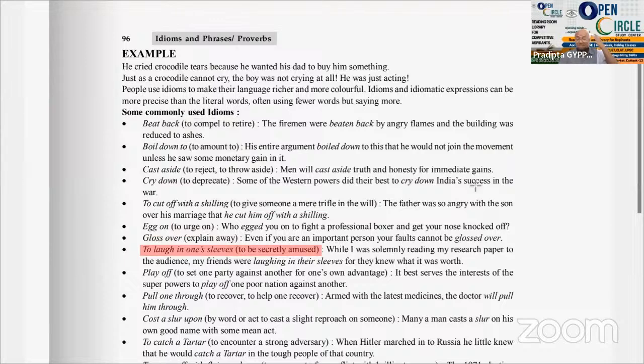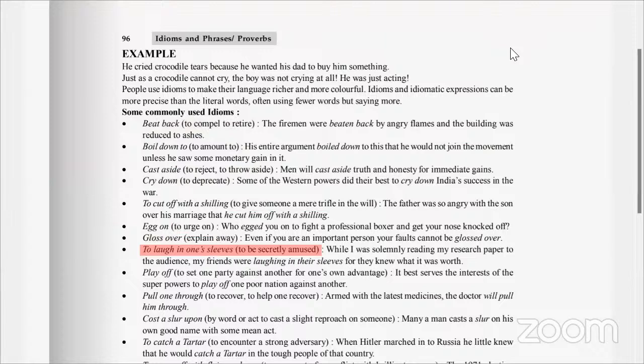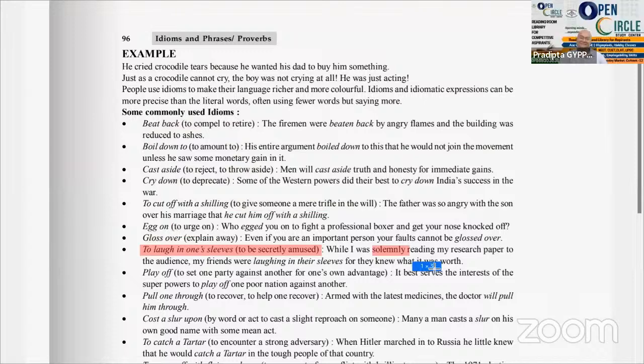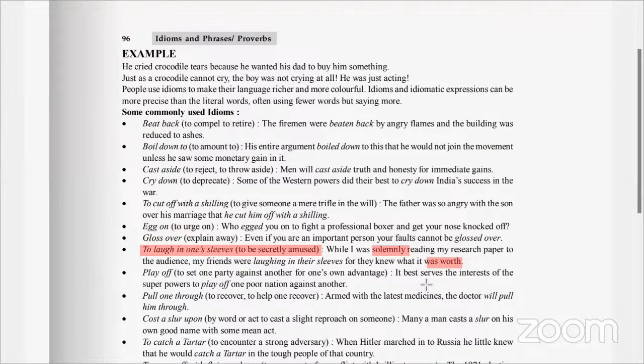Next one, read the sentence, Pratyush, and tell me. Yes, sir. While I was solemnly reading my research paper to the audience, my friends were laughing in their sleeves, for they knew what it was worth. Meaning of the sentence? What is the meaning of "for they knew what it was worth"?